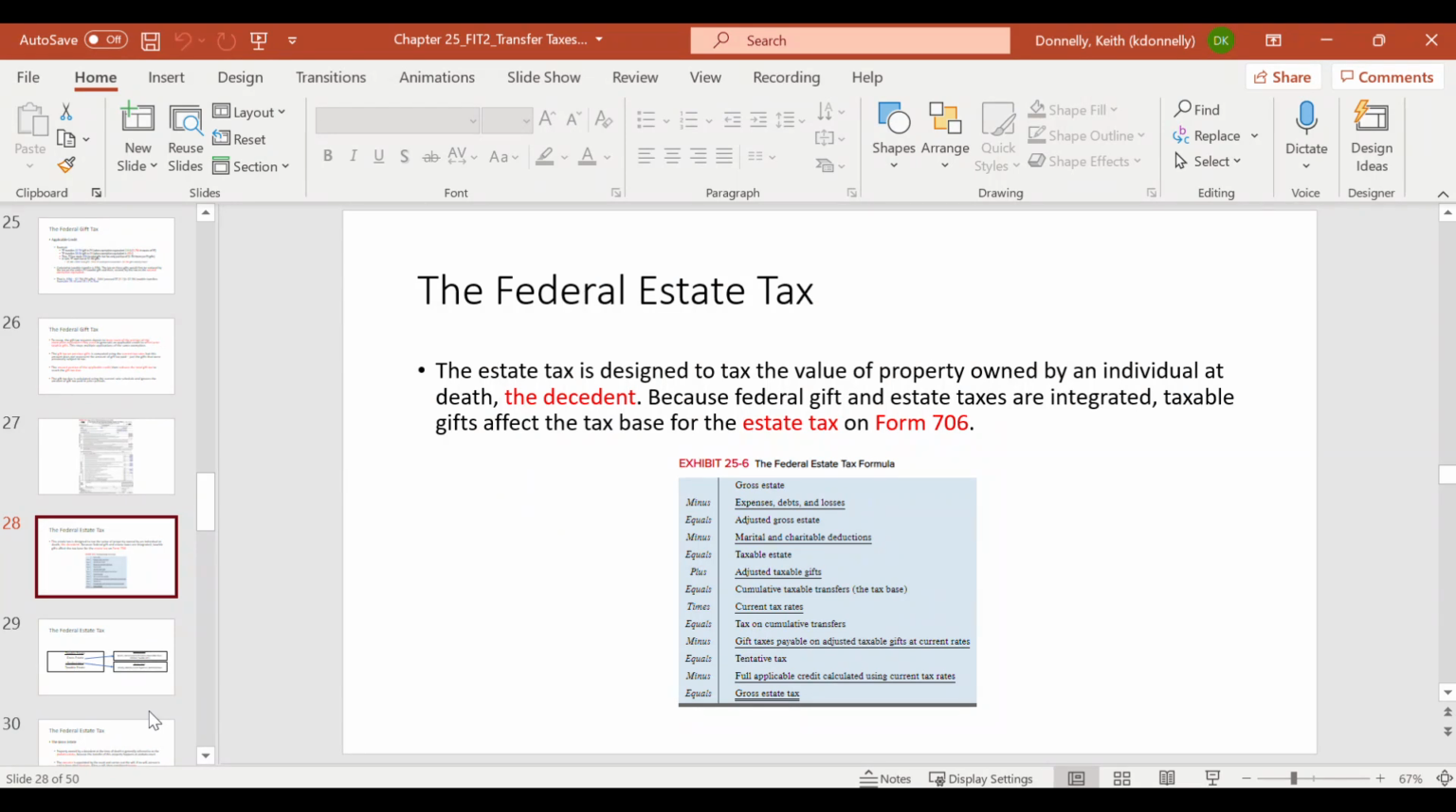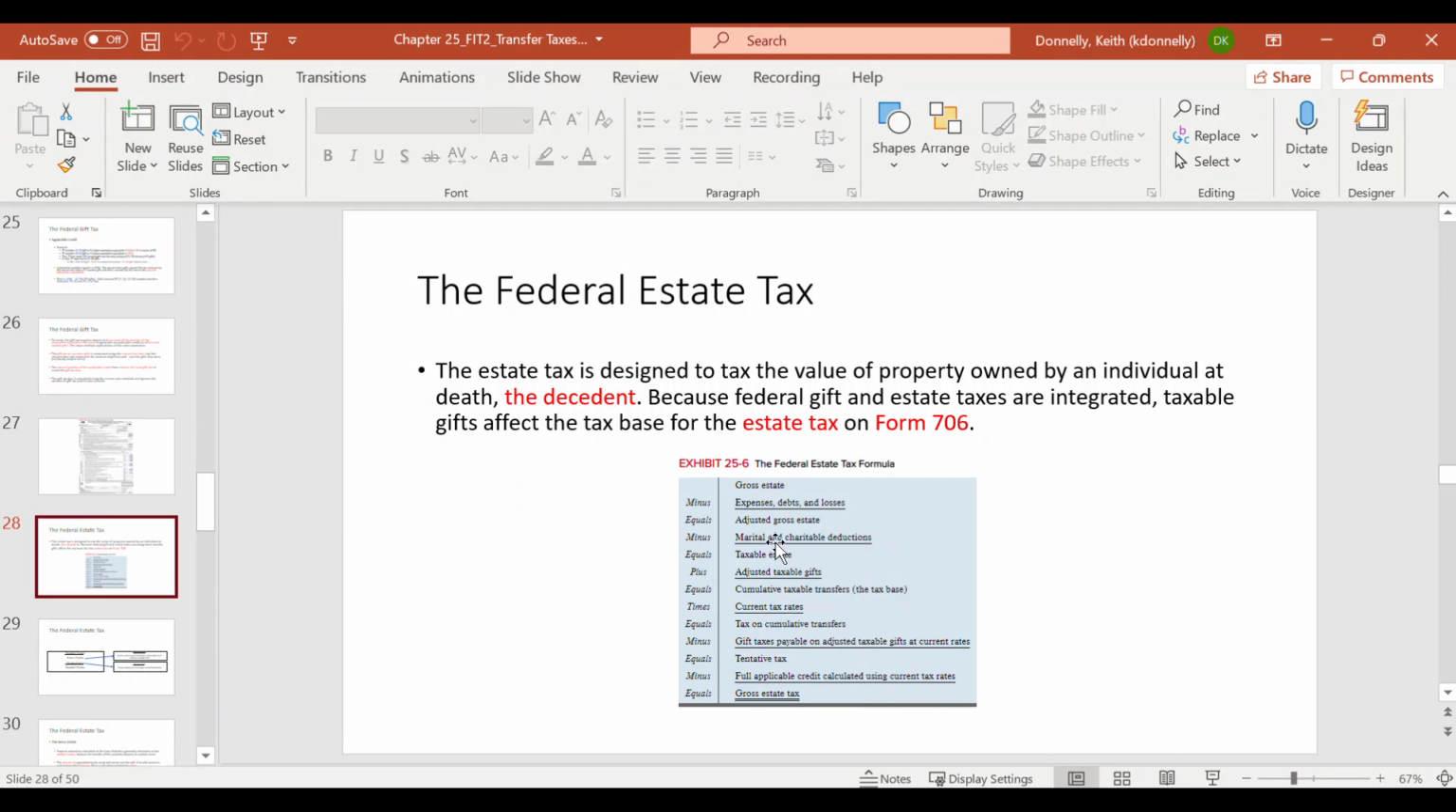So as I have here, the estate tax is designed to tax the value of property owned by an individual at their death. The decedent is the person who passes away. Because the federal gift and estate tax are integrated, taxable gifts are going to affect the tax base for the estate tax on Form 706. Okay, so we're going to be talking about the estate tax. When we say the decedent, we mean the person who passed away. We're saying the estate tax is Form 706.